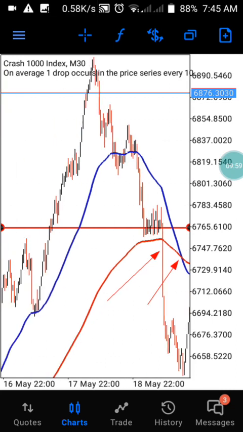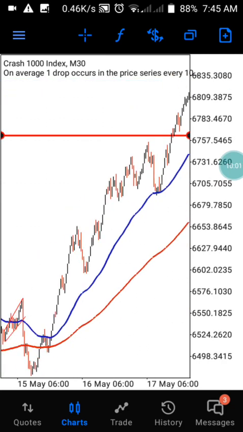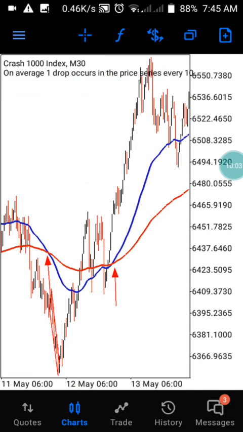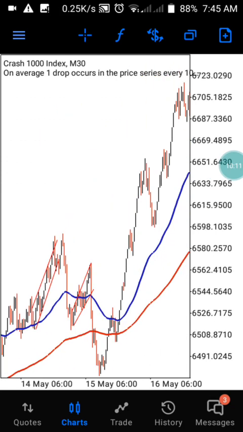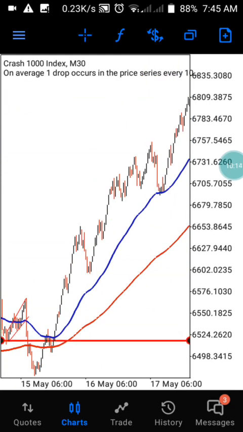So let's check for another one. Let's check for another crossing. So we have another crossing here. You see, it's giving us a crossing on an uptrend. So we want to check now whether it is truly confirmed or not. Let's bring down our trend line.